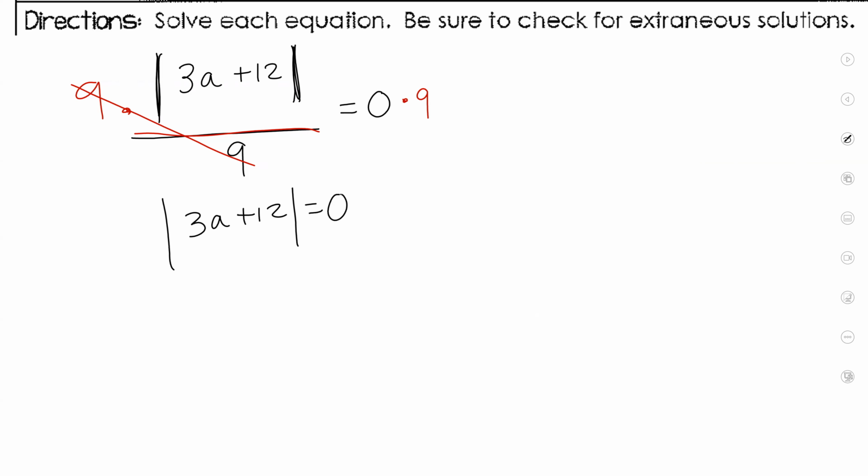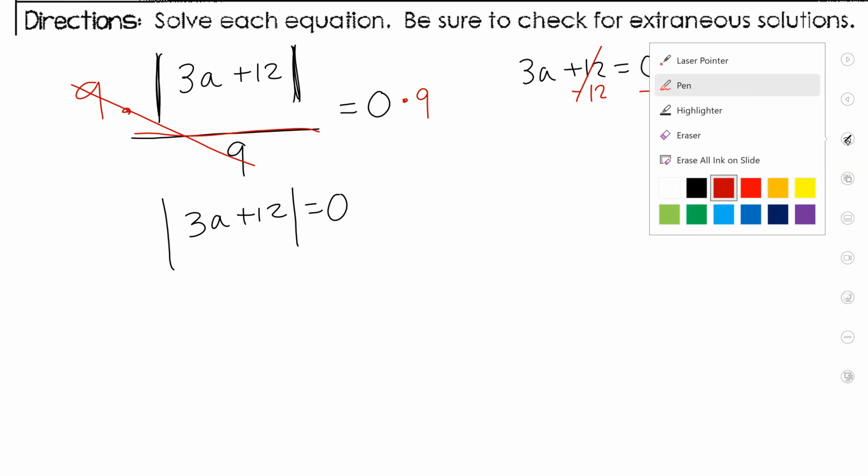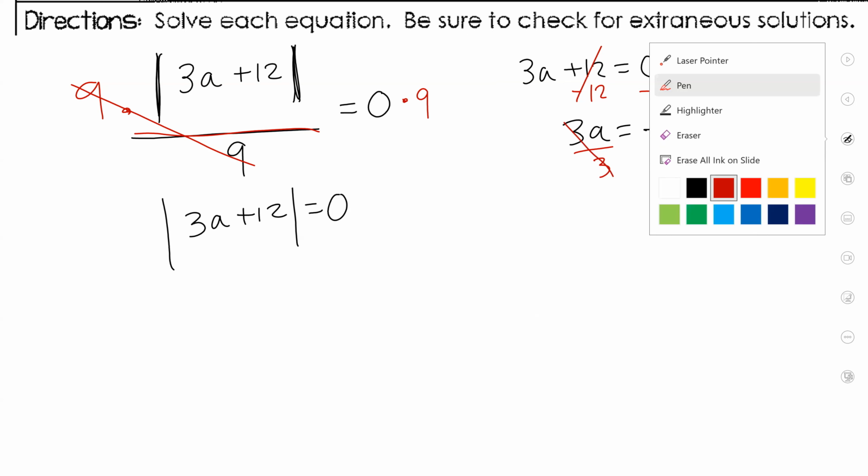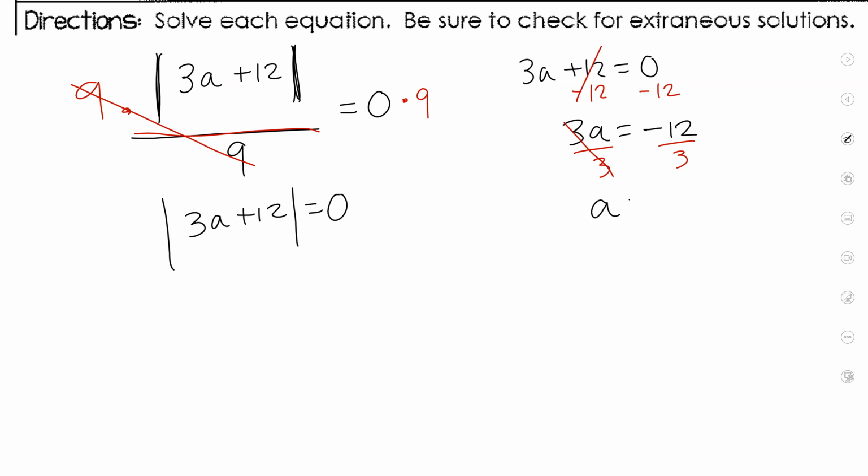So I'm going to set up my two cases. I have 3a plus 12. Can I really have a positive 0 and a negative 0? Not really. So just do that. We're going to set it equal to 0 and solve. So I'm going to subtract 12. Subtract 12. So I have 3a is 0 minus 12 is negative 12. Then we'll divide both sides by 3. So I get a is equal to negative 4.